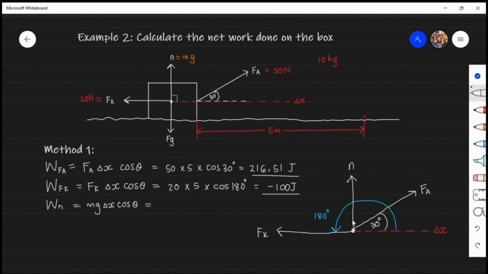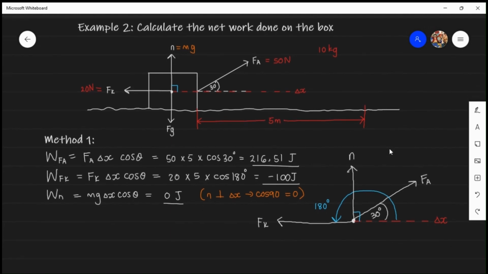So let us put in our normal force. All we do is we put our normal force perpendicular to our displacement as per our diagram, and that is 90 degrees. We know that cos of 90 is 0, so multiply this whole thing by 0, and we have 0 joules because our normal force is perpendicular to displacement, which results in cos of 90, which is 0.